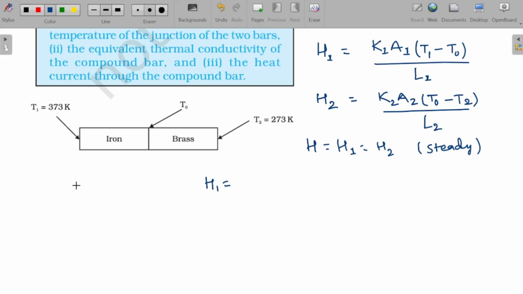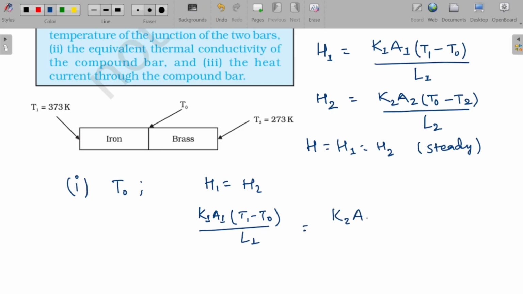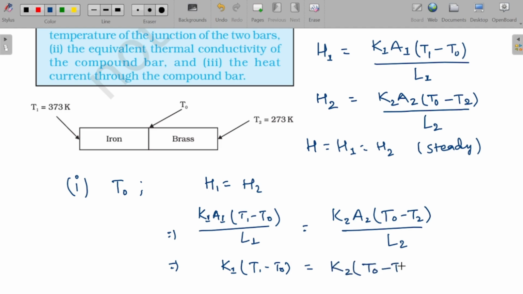H1 equals H2. Look, I'm going to obtain T naught. So H1 equals H2, that is K1 into A1 into T1 minus T naught divided by L1 should be equal to K2 A2 T naught minus T2 divided by L2. And we know A1 equals A2 and L1 equals L2. So this will be simplified. K1 (T1 minus T naught) equals K2 (T naught minus T2).